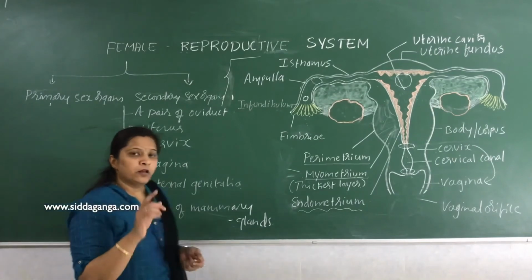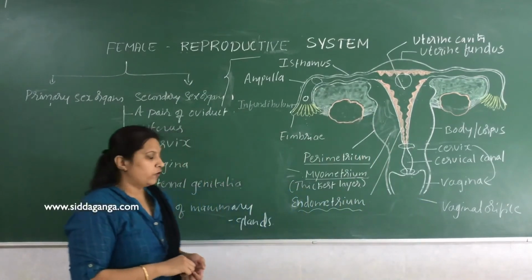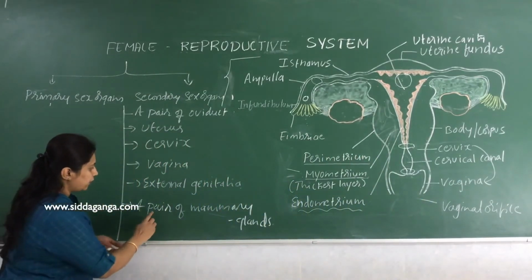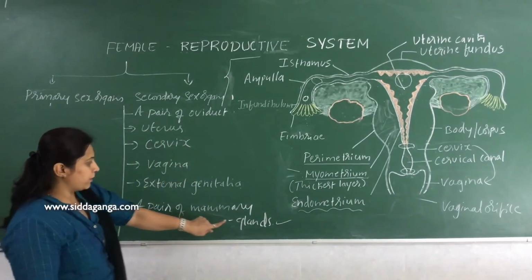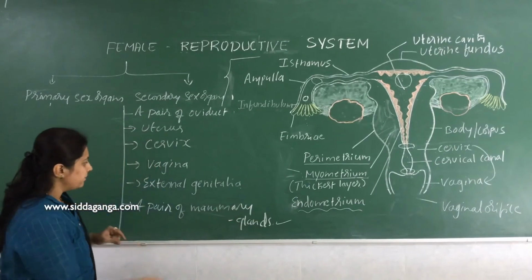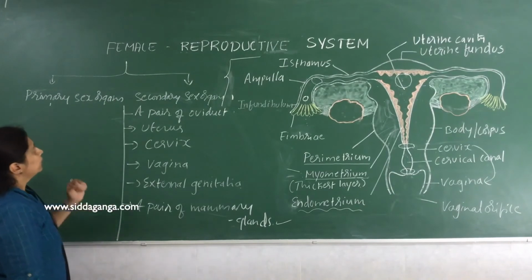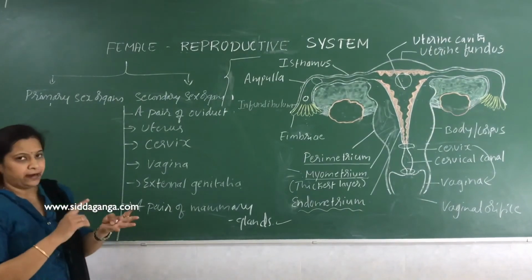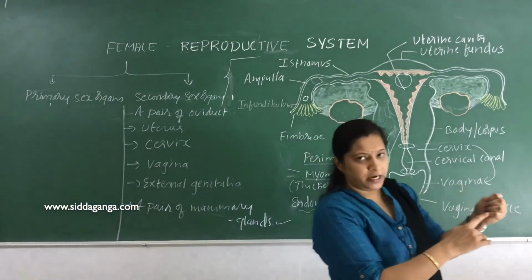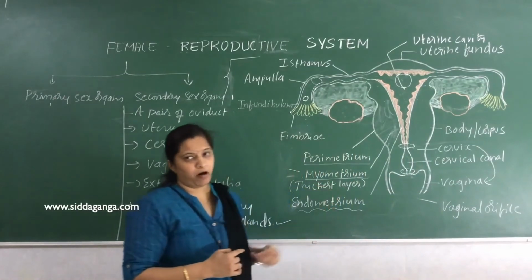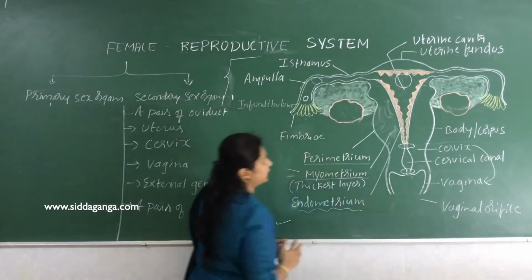And one more thing, the females also play a very important role in nourishing their young ones. To feed their young ones, the females have a pair of mammary glands. That's why the mammary glands are also included in the female reproductive system. So the female reproductive system includes a pair of ovaries, a pair of oviducts, uterus, cervix, vagina, external genitalia, and a pair of mammary glands. I will discuss the parts of the female reproductive system in detail now.